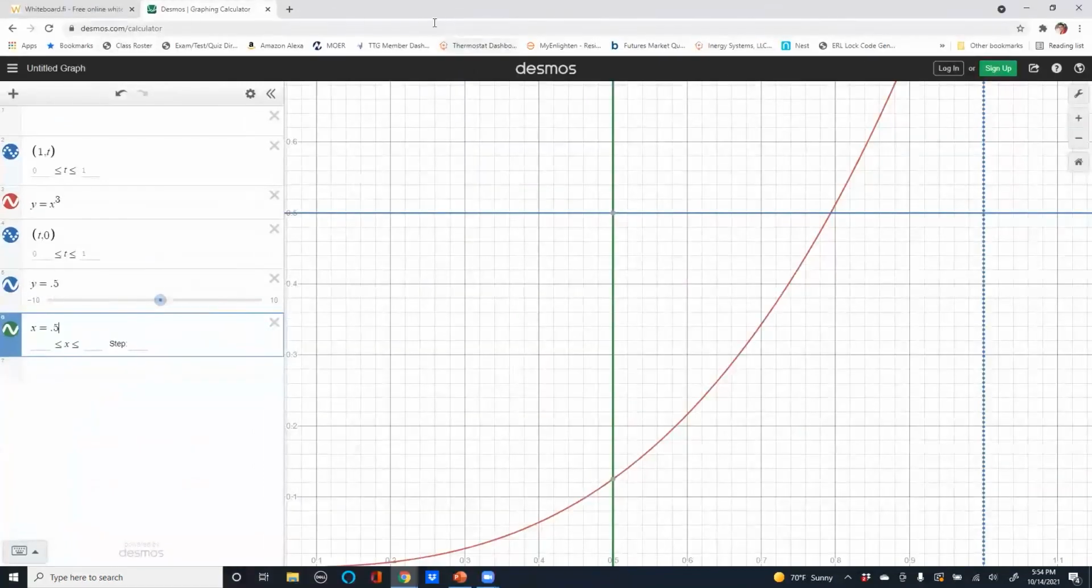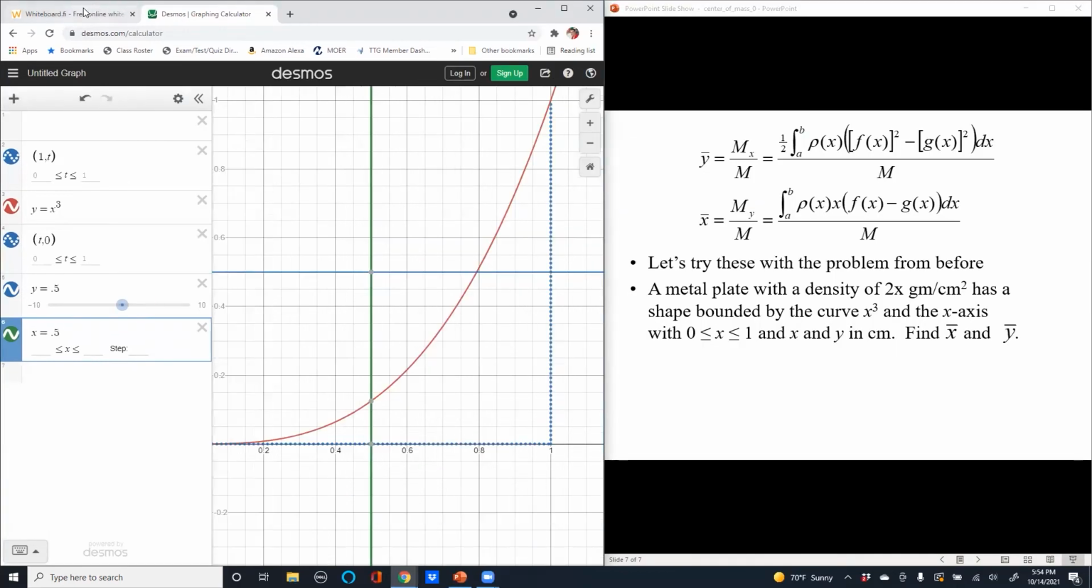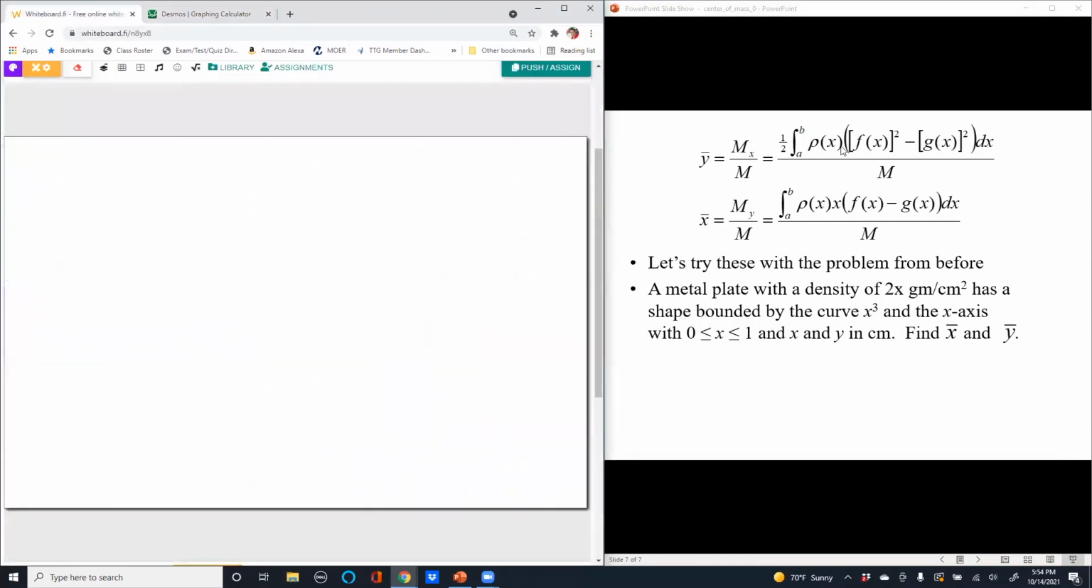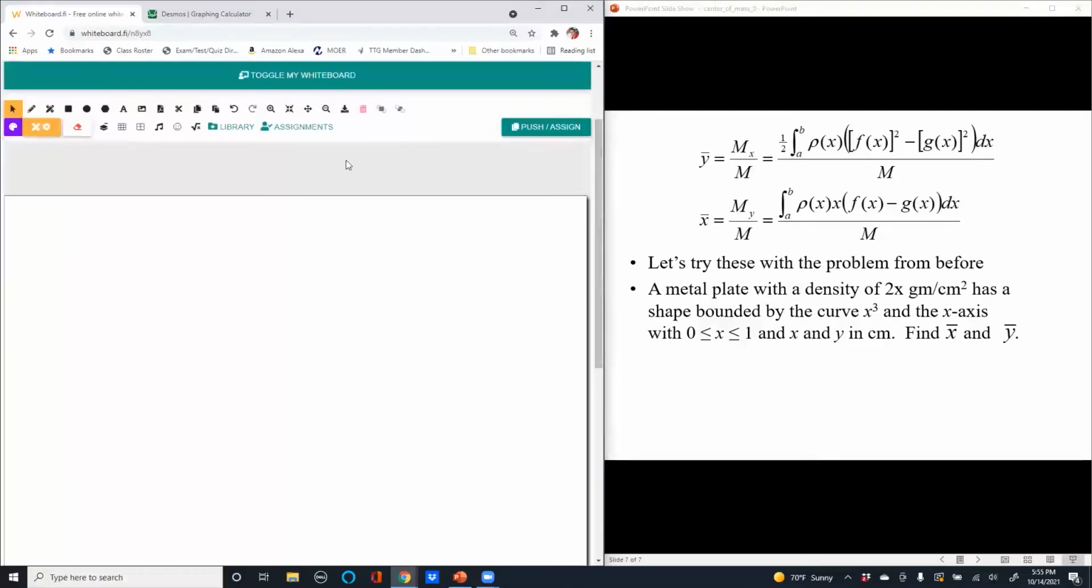Okay, let's look at calculating this. We're going to use these formulas, and I'm going to start with x bar because, again, that's the more straightforward. If you've got any questions as I go through this, please feel free to ask. Okay, so first thing we need is the mass. Actually, let's do the mass first.